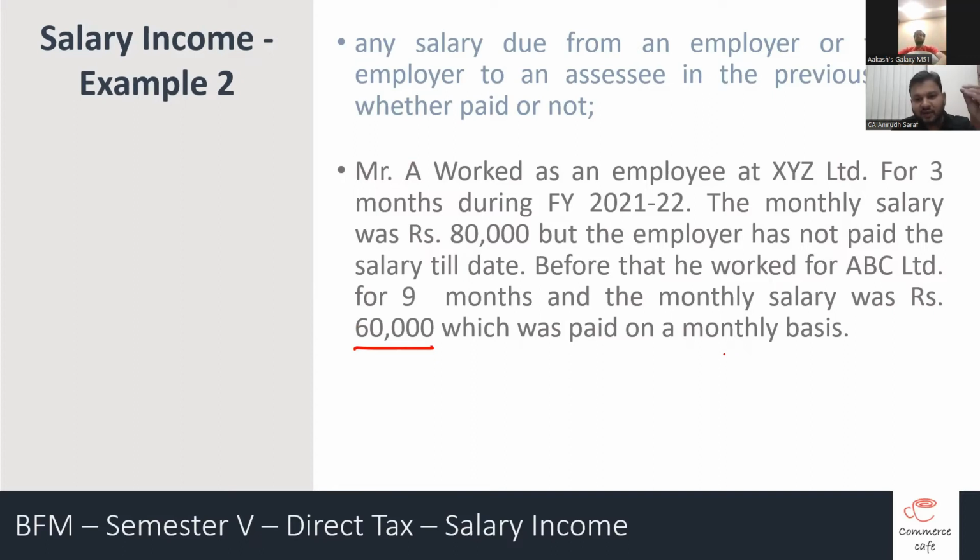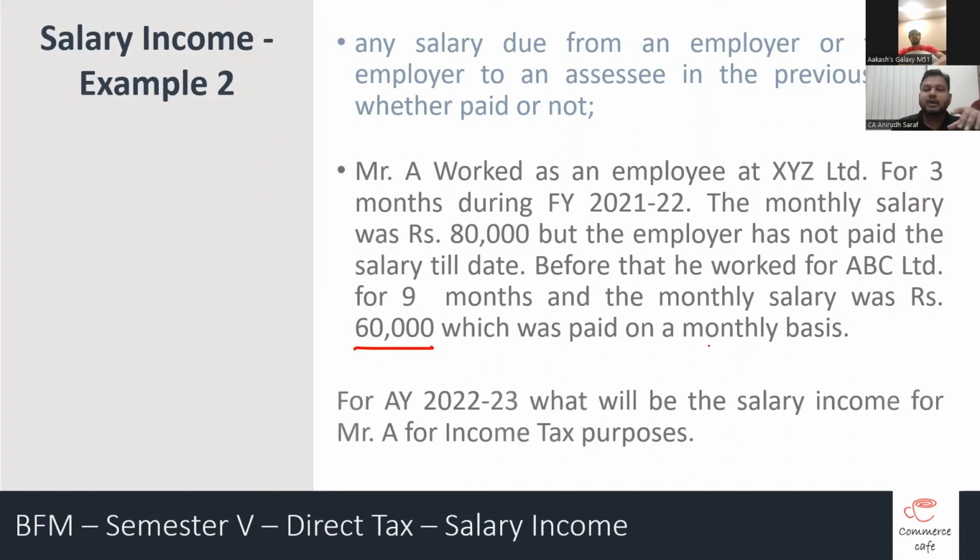For January, February, March, he changed company. He left that company and started working for another company, XYZ Limited, where his salary was 80,000 rupees per month. But XYZ Limited has not paid him till now. So for assessment year 22-23, what will be the salary income of Mr. A?